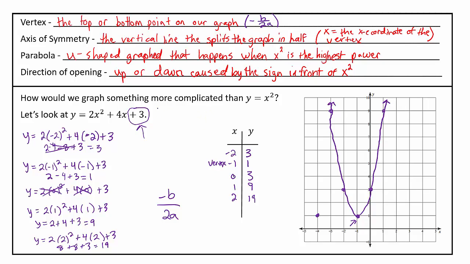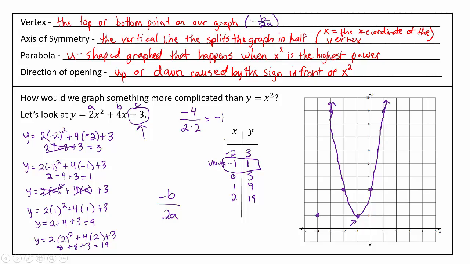So in this case, this is where we would label A, B, and C. -b would be negative what b is, which is 4, over 2 times a, which is 2. If I simplify that, that's -4 over 4, which is -1. And look, that is what our vertex was.